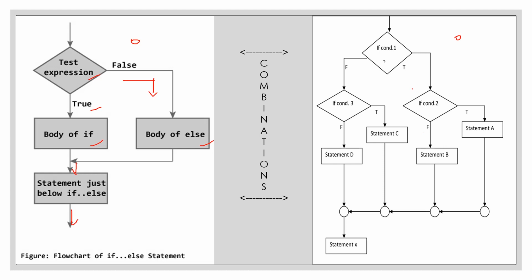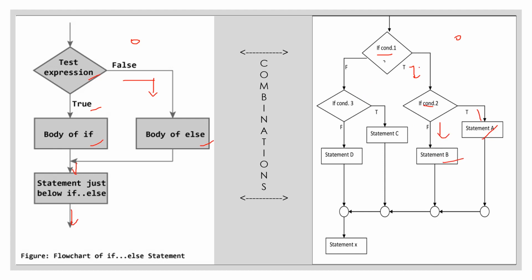In nested if statements, you can have one or more if statements inside other if statements. So this is a basic example flowchart of a nested if statement. If condition 1 is checked and if it is true, then condition 2 is checked. If condition 2 is true, then statement A gets executed. If condition 2 is false, then statement B gets executed.